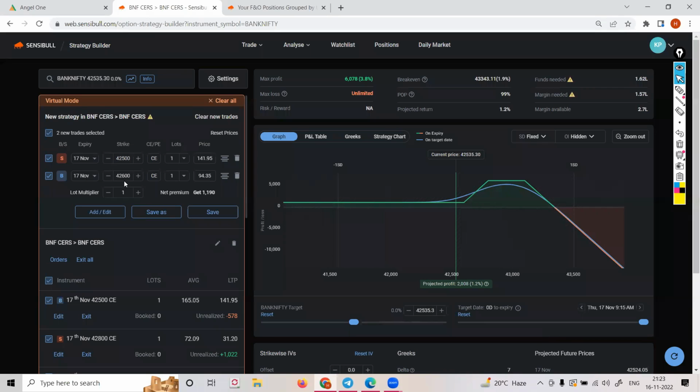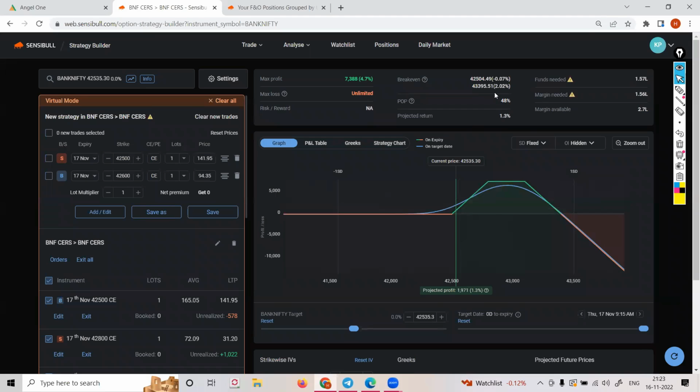Now, the moment I've done a 100 points roll up, I've booked 42,500. Just a 100 points roll up. Your trade will now give you a minimum of 1,078 profit. Maximum is 6,000, 3.8%. Basically, what we have done is we have just booked the profit and rolled up by 100 points.